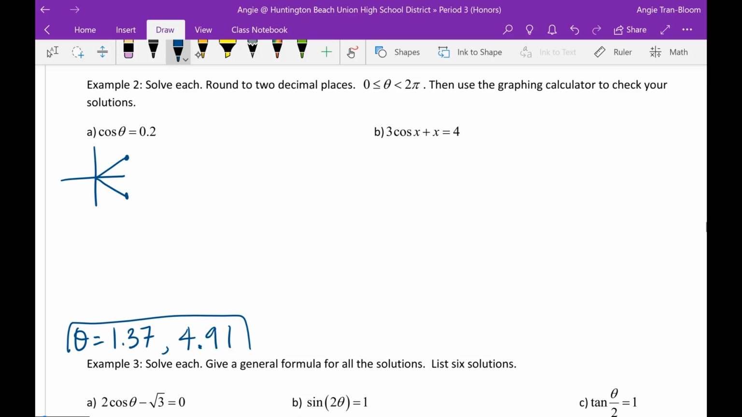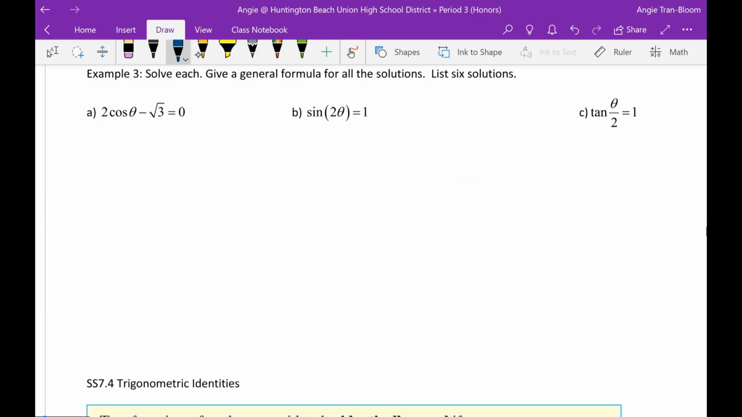All right, now that you guys are experts with the calculator, Lauren, what did you get for B? 4.53. Aiden, do you agree? Yep. Can we all use a calculator? Yes. Okay, let's do the last one.